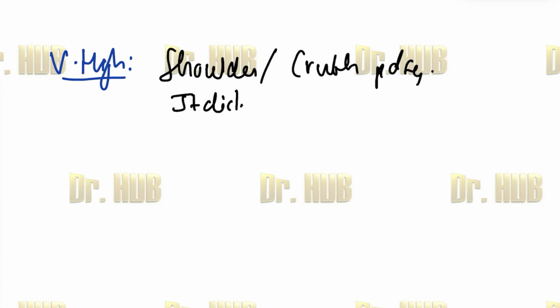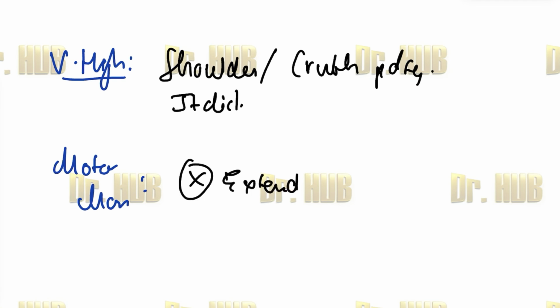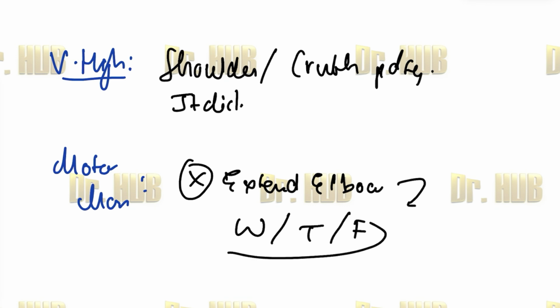Next, we move on to the motor manifestations. Under the motor manifestation, there is inability to extend the elbow. The individual in a high lesion is unable to extend the elbow. Next, the patient also presents with wrist drop, thumb drop, as well as finger drop. Wrist drop, thumb drop, finger drop is the same.